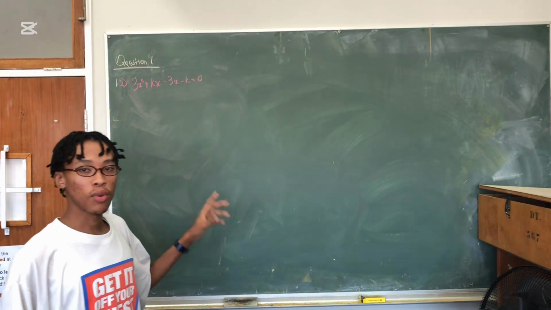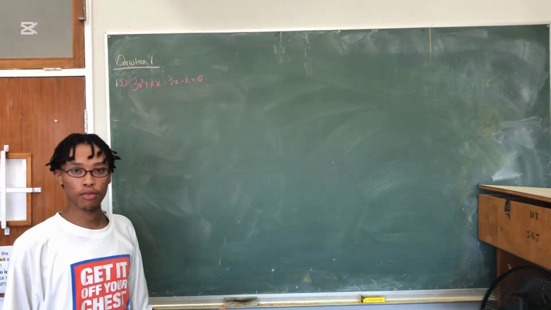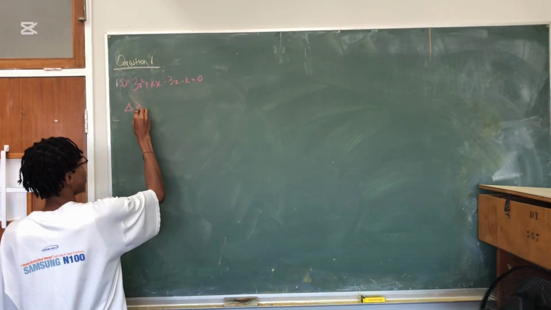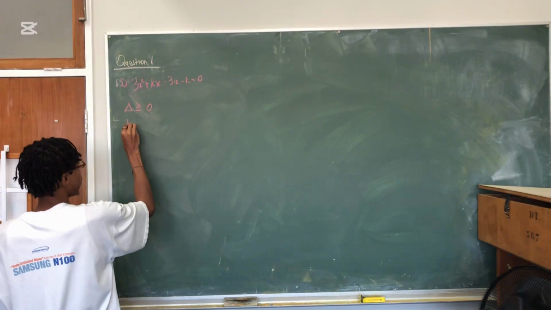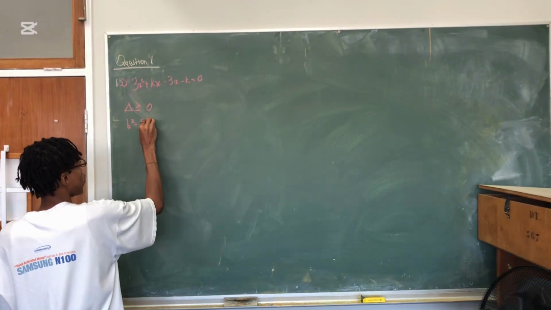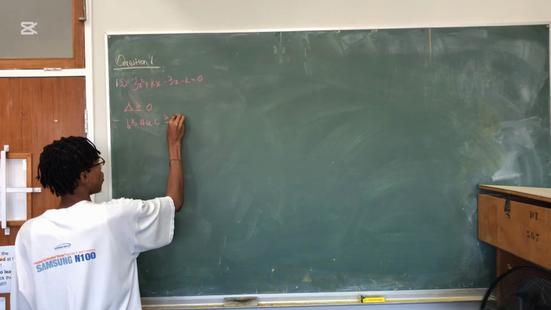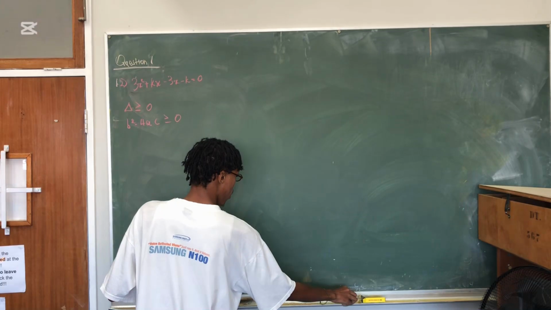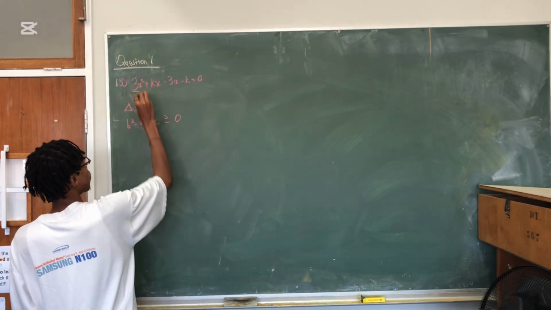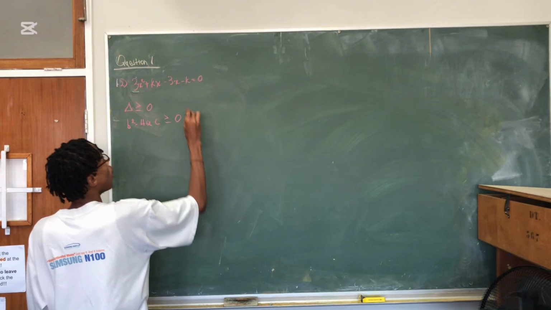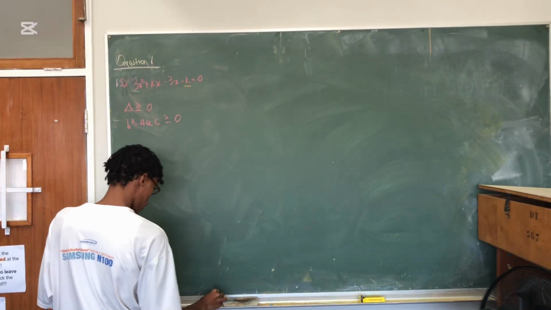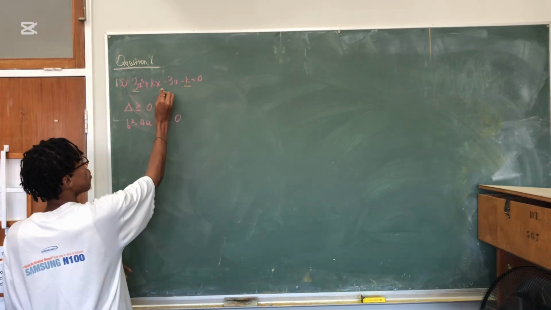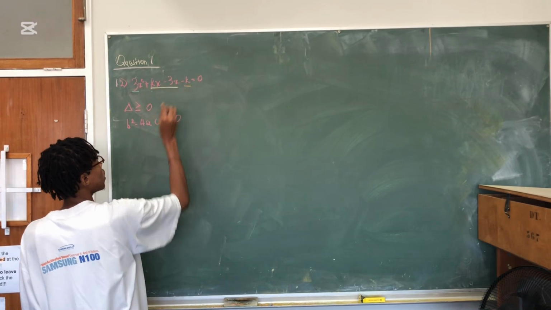This question is asking us for which values of k will this equation have real roots. This equation will only have real roots if the discriminant is greater or equal to 0. That being b squared minus 4ac is greater or equal to 0. From this equation, we have our a is 3, our c is k, and then our b is kind of very interesting because it's within this one.